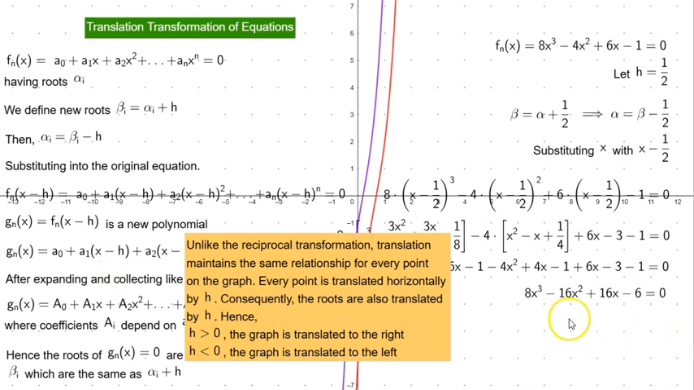Now, another important point is that you should not simplify this equation. You might think, okay, let me divide throughout by 2 to get 4x cubed minus 8x squared plus 8x minus 3 equal to 0. But then in that case, you are introducing another transformation. So that was translation transformation of equations.